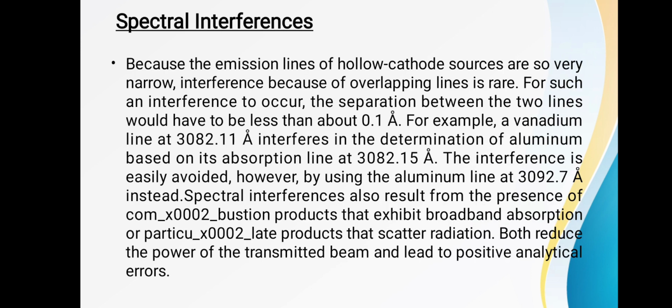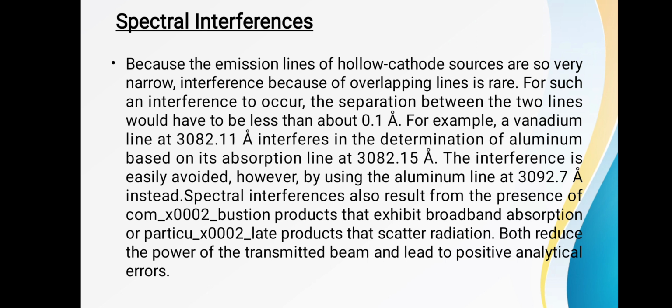Spectral interferences. Because the emission lines of hollow cathode sources are very narrow, interference because of overlapping lines is rare. The separation between the two lines would have to be less than about 0.1 angstrom for such an interference to occur. For example, a vanadium line at 3082.11 angstrom interferes with the determination of aluminum based on its absorption line at 3082.15. The interference is easily avoided, however, by using the aluminum line at 3092 instead.